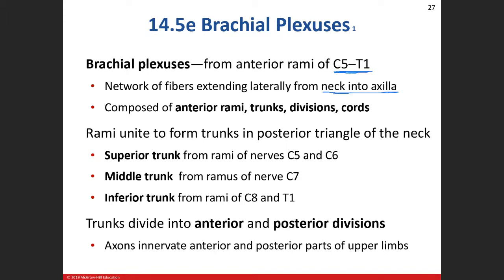Now we get into the brachial plexus. The brachial plexus starts off with the anterior rami, which will give off branches, and then it will form the trunks, the brachial trunks, which will then form the brachial divisions, chords, and then eventually those chords will give us the actual named nerves.